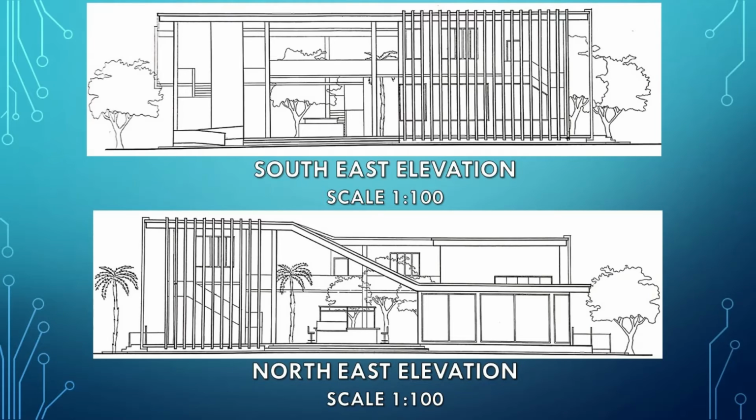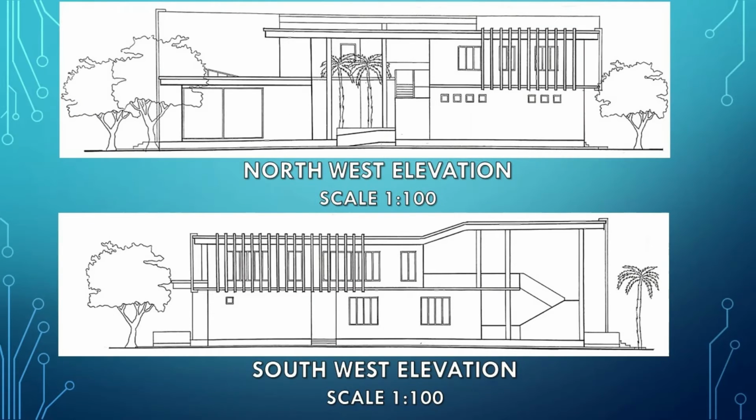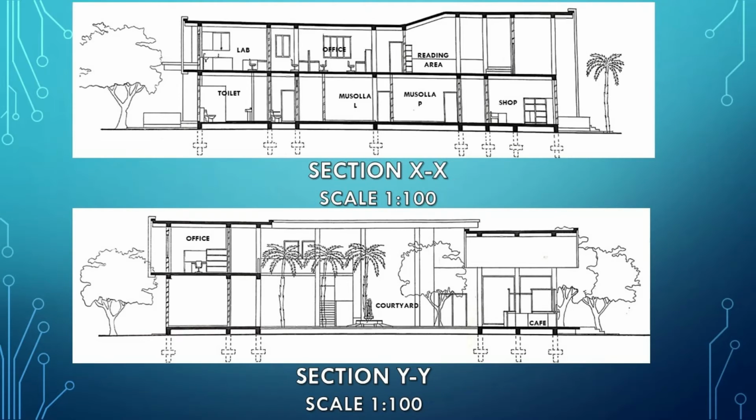This is the elevation for the southeast, where we can see the lobby from the outside, and I made it double volume to give a welcoming mood. For the northeast elevation, we can see the cafe from the outside. For the northwest elevation, we can see the loading area from the outside. Lastly, this is the elevation from the southwest. For section XX, we can see the lab, office, toilet, musola and souvenir shop. For section YY, we can see the office, courtyard and also cafe.